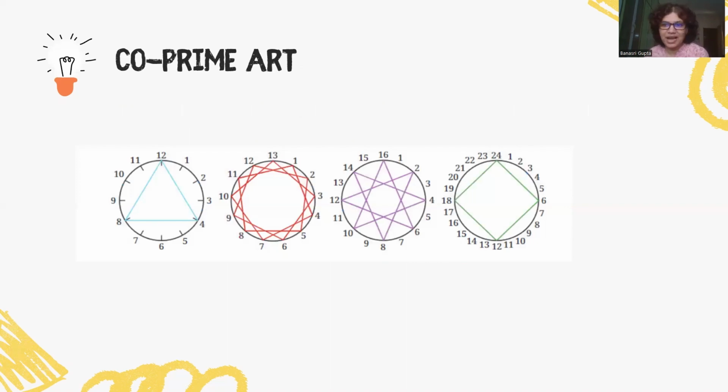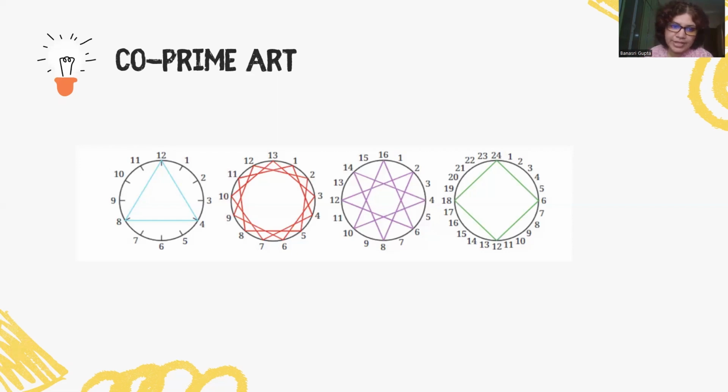So this is some art using co-prime numbers. So actually there is a circle and around it we are marking numbers. Each one we are marking numbers, and then we are tying a thread at the largest number. So first circle, if you see, the largest number is 12. So we start the thread from the number 12. Then we leave a gap of 4. And we start tying the thread from 12 to 4, 4 to 8, 8 to 12 back again.